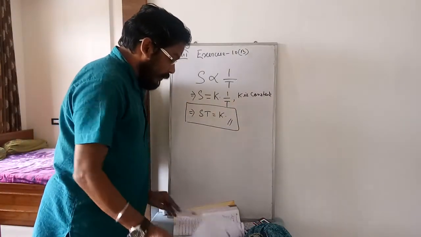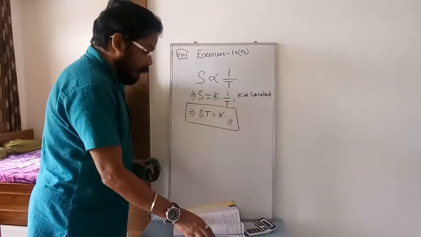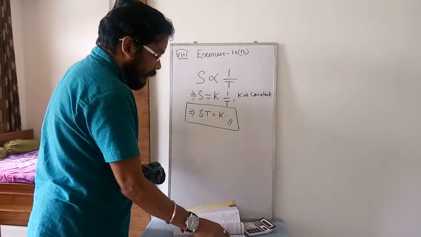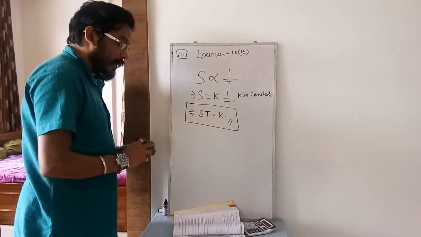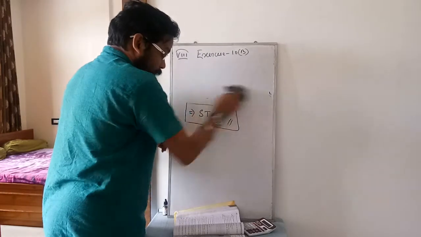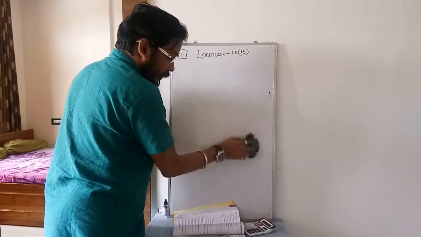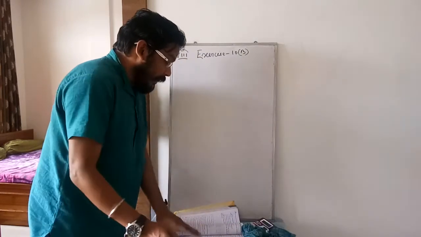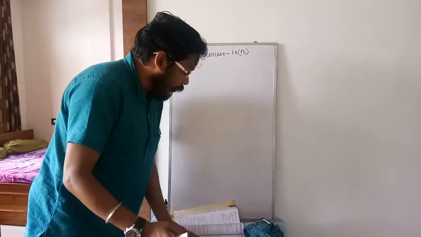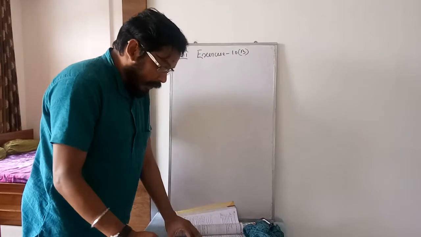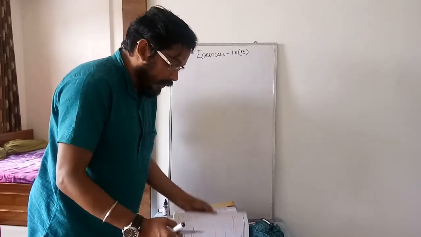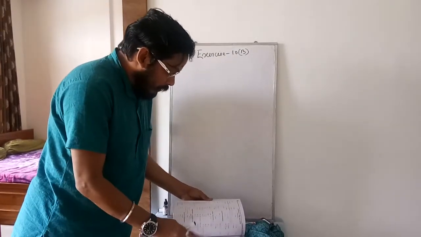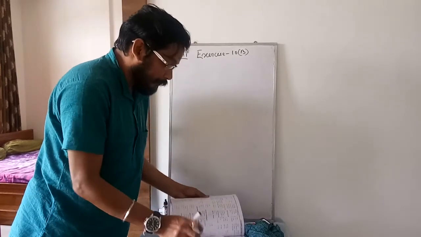Now we will go for the exercise. Question number 1: state the relationship between the given variables as an equation using k for the constant of variation. So here the constant used will be k.